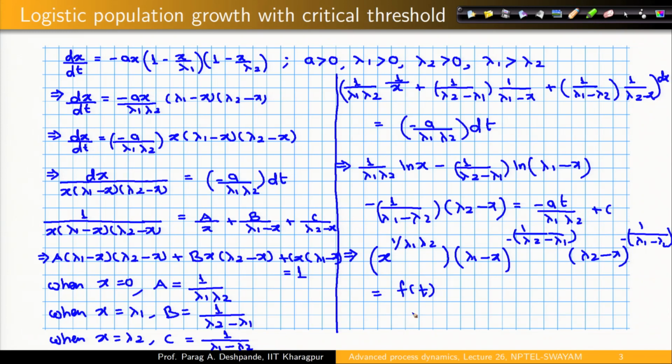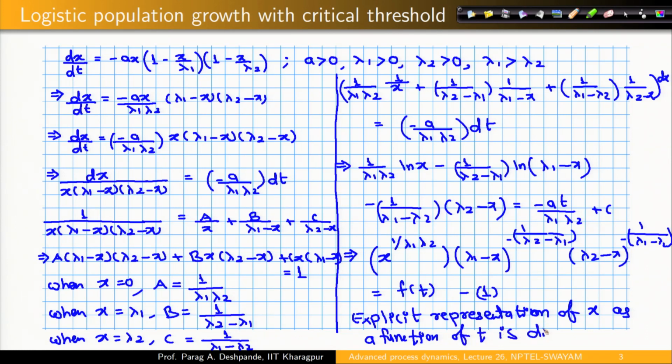Okay. Now, by looking at equation number 1, I can see that explicit representation of x as a function of time is difficult. It is not a simple expression as we used to get previously, like x of t is equal to x 0 e to the power a t and so on, right.